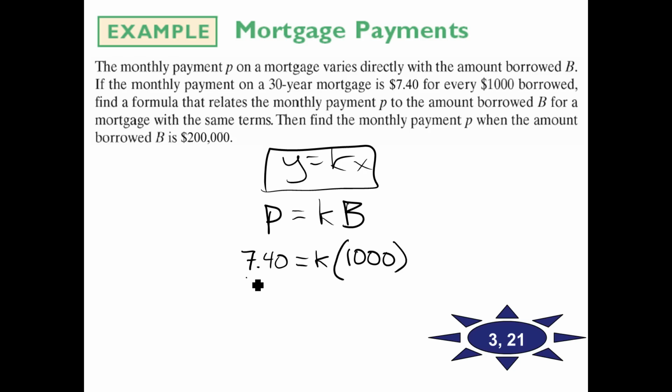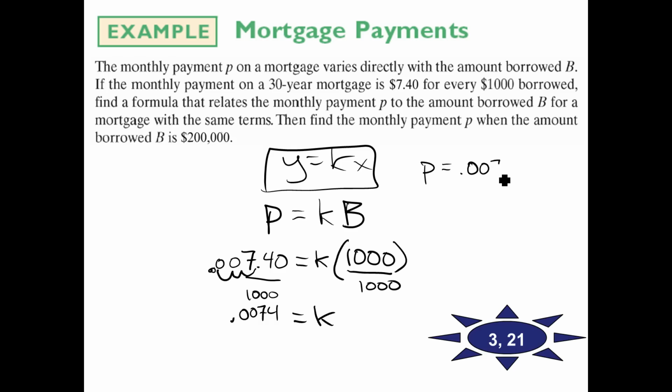So the payment and the amount borrowed, we've got two variables, we plug them in, we're going to solve for k. So let's divide by 1,000. And we'll get k equal to, we'll move our decimal place 1, 2, 3 places. All right, so k is 0.0074. And so we have our direct variation equation of p equals 0.0074 b. That is the formula that relates the monthly payment p to the amount borrowed b.